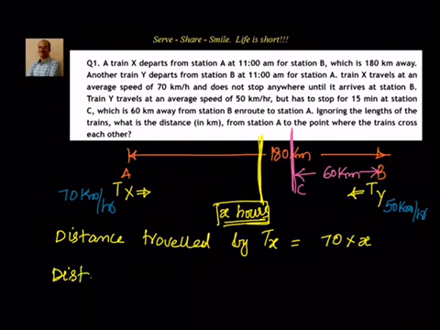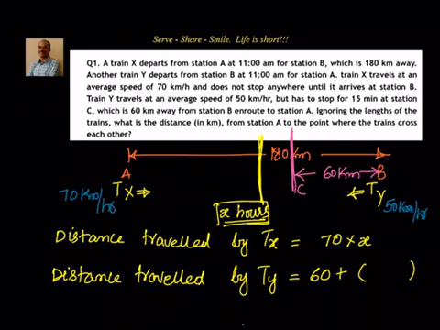Distance traveled by train Y is nothing but, first we know that it will cover the 60 kilometer distance, then after that it will cover some distance. That distance is nothing but speed into time. We know the speed, the problem is we need to find out the time. So let us write this down. Distance traveled by train Y is equal to first 60 kilometers it covered, and after that for some time it traveled, that time we'll find out, into 50 kilometers. So these two should add up to 180.